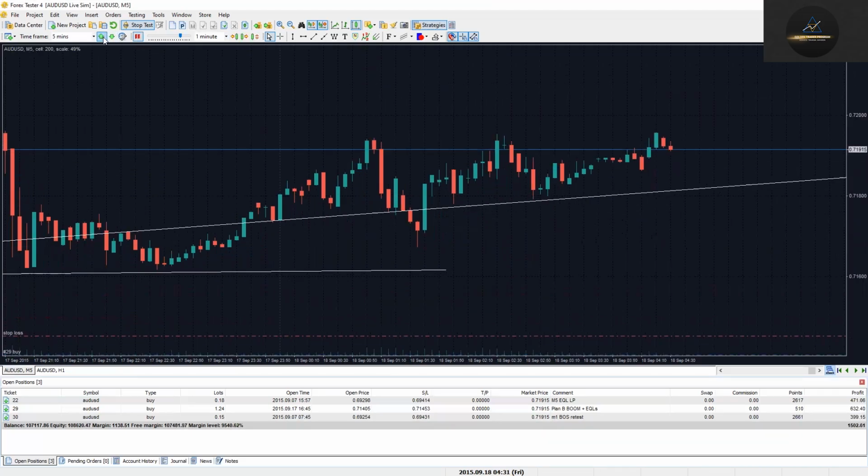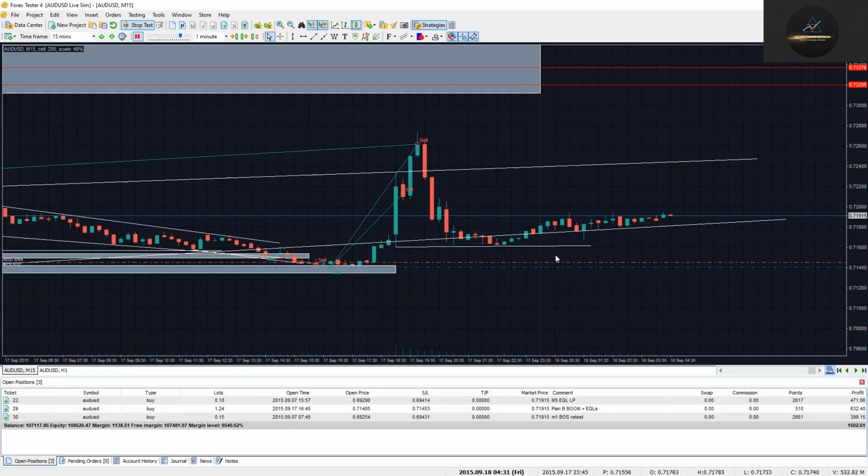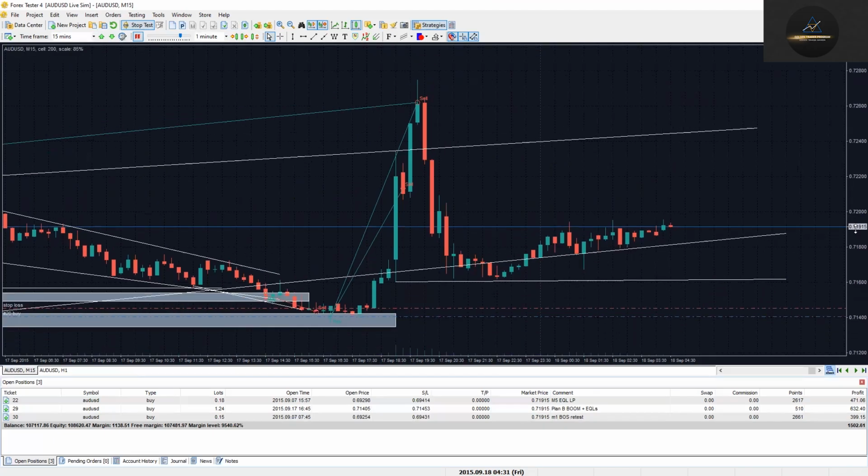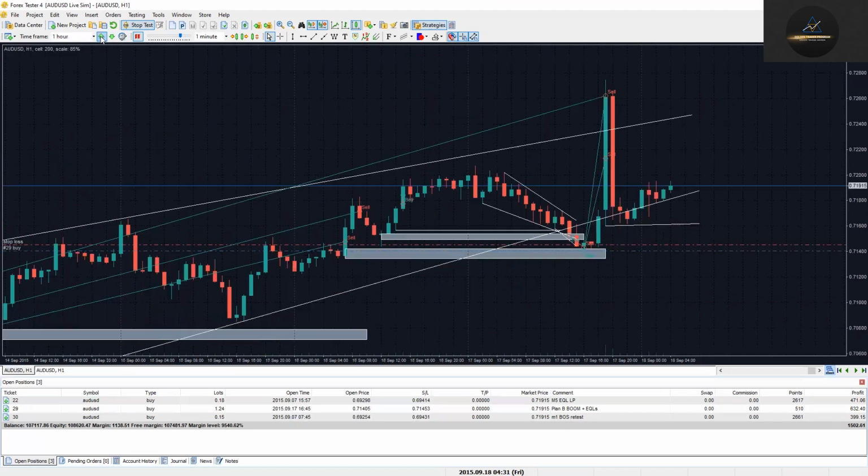Okay, so we're starting to compress higher. We've got these equal lows, so it looks like I'm going to get taken out of this trade. So what I'm going to do, I'm going to wrap it up now.